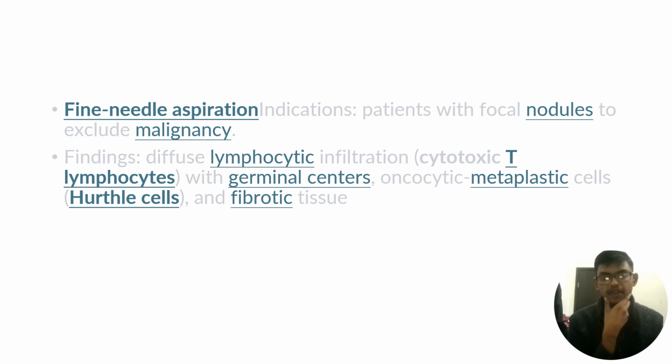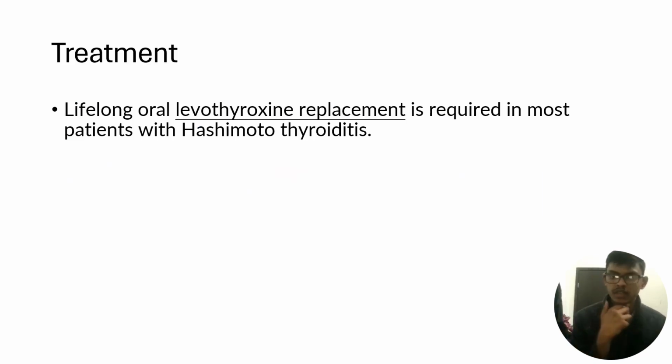Now, when we do the fine needle aspiration cytology, there are focal nodules, and also there are Hurthle cells and oncocytic metaplastic cells. Hurthle cells and oncocytic metaplastic cells are important. Treatment is straightforward. We use levothyroxine, lifelong levothyroxine.